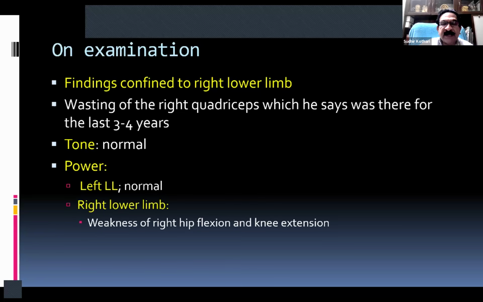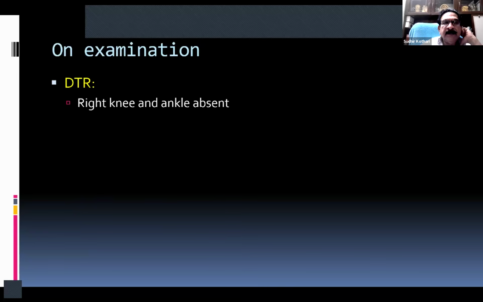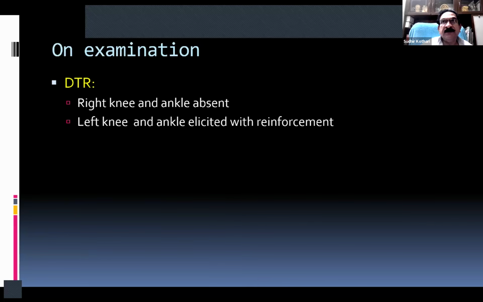Right lower limb: weakness of right hip flexion and knee extension. Other muscles like hip adduction, hip extension, hip abduction all normal. All distal muscles normal. Right knee and ankle jerks are absent. Left knee and ankle elicited with reinforcement, not very brisk, just elicited.